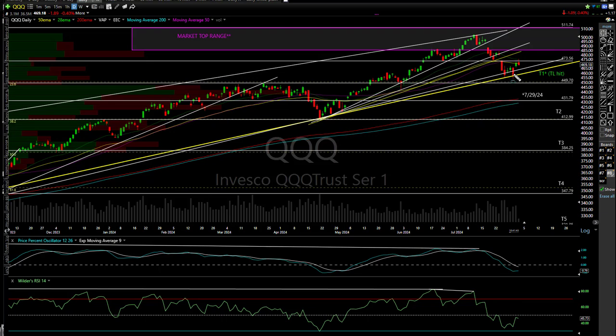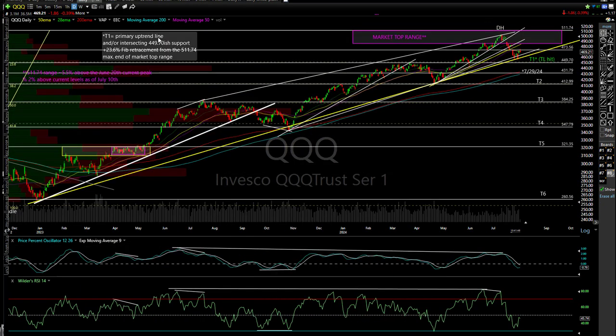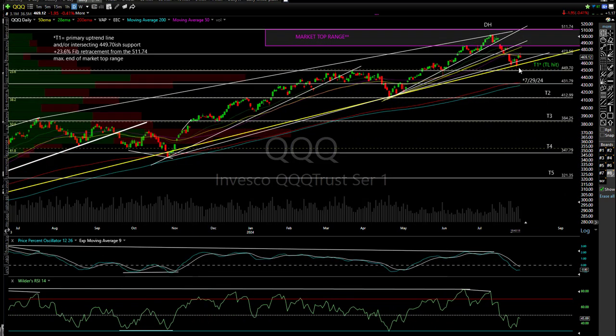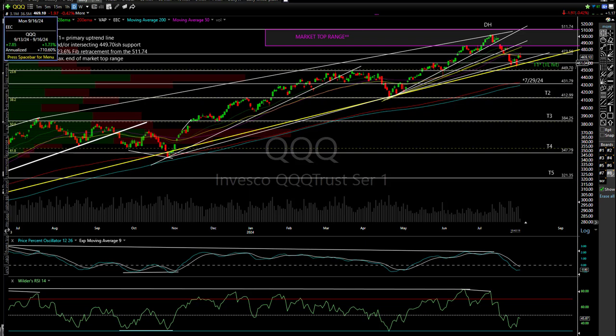Kind of recap everything. T1 was hit. Remember, T1 was all the way back here when this was on in June when I labeled it. It was either going to be the primary uptrend line or the intersecting 449.70-ish target. And as I told you, we came a little above 449.79, but we hit the trend line, and we also hit the comparable support level on the NQ NASDAQ 100 futures to the button and bounced. And again, there's the bounce. So we gamed it. It's not a lot, but worth it.